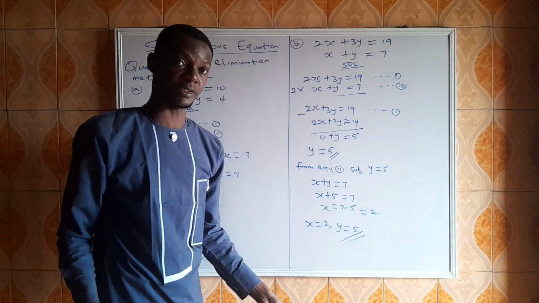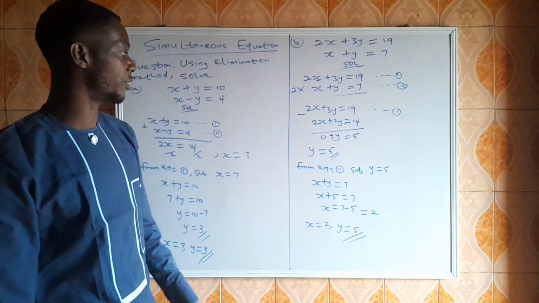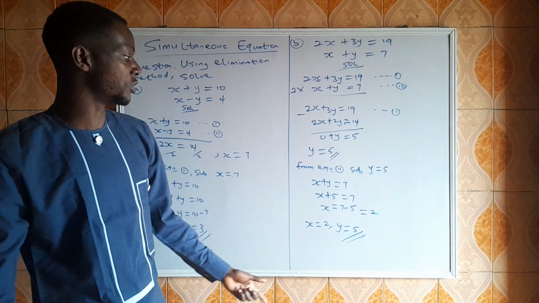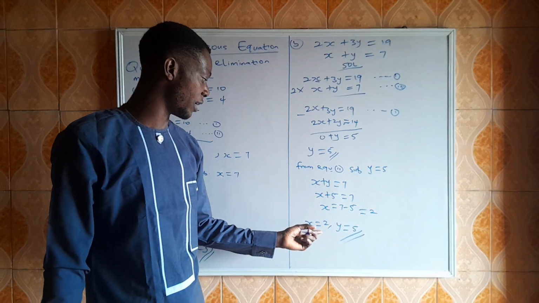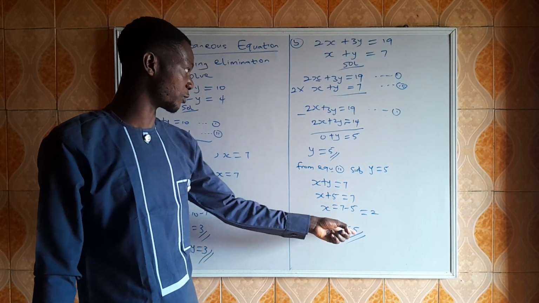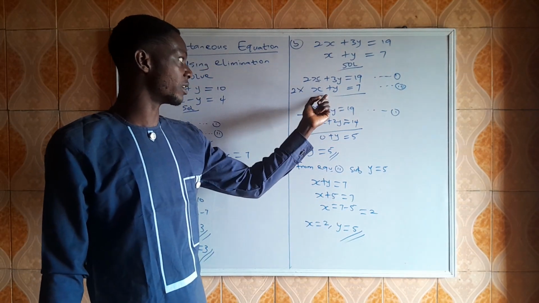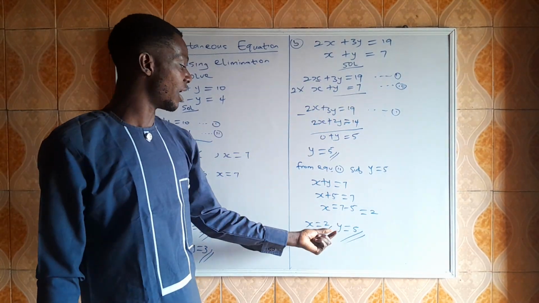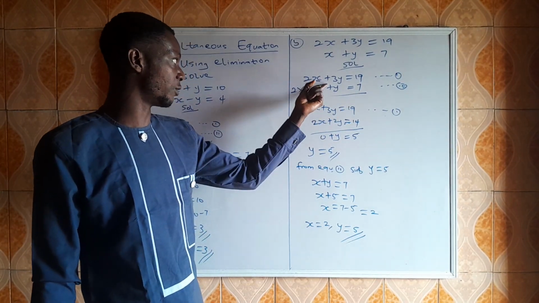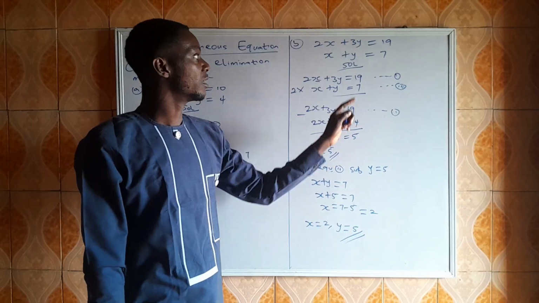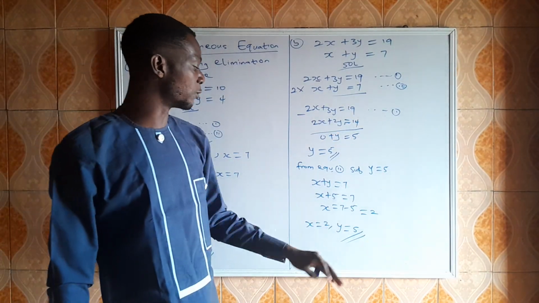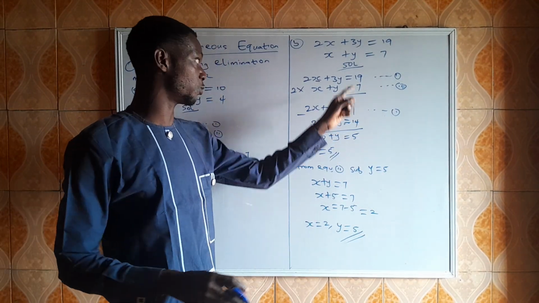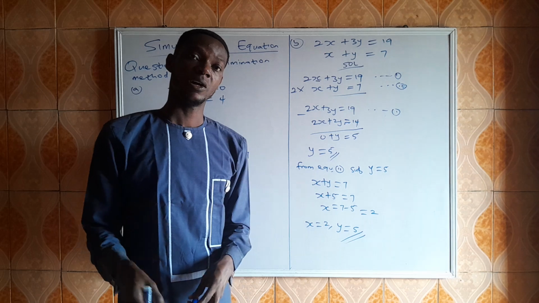So these are the two numbers that satisfy these equations. You can equally check: if you put x equals 2 and y equals 5 in the second equation, 2 plus 5, you get 7, and if you also put 2 and 5 in the first equation, you get 19. So the values of x and y that satisfy these two equations are 2 and 5.